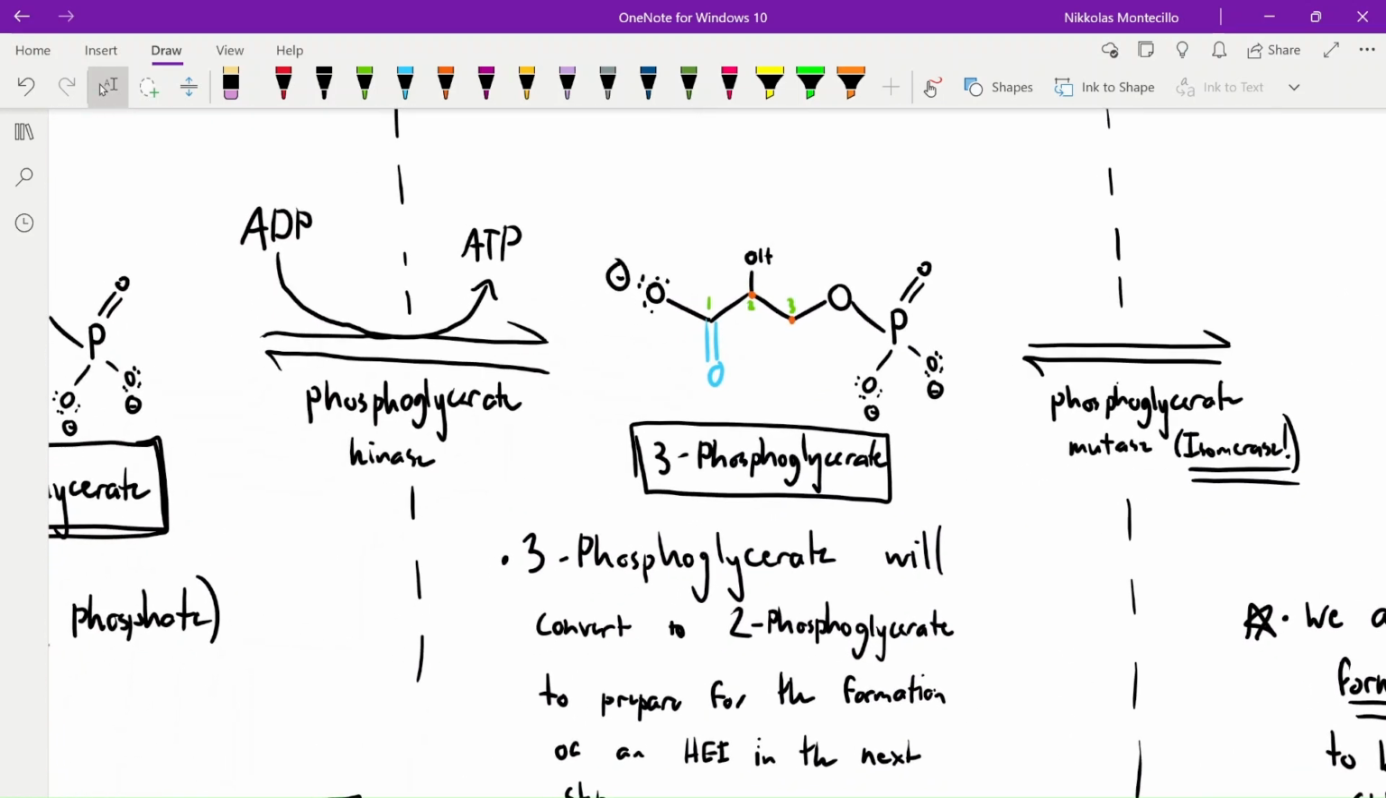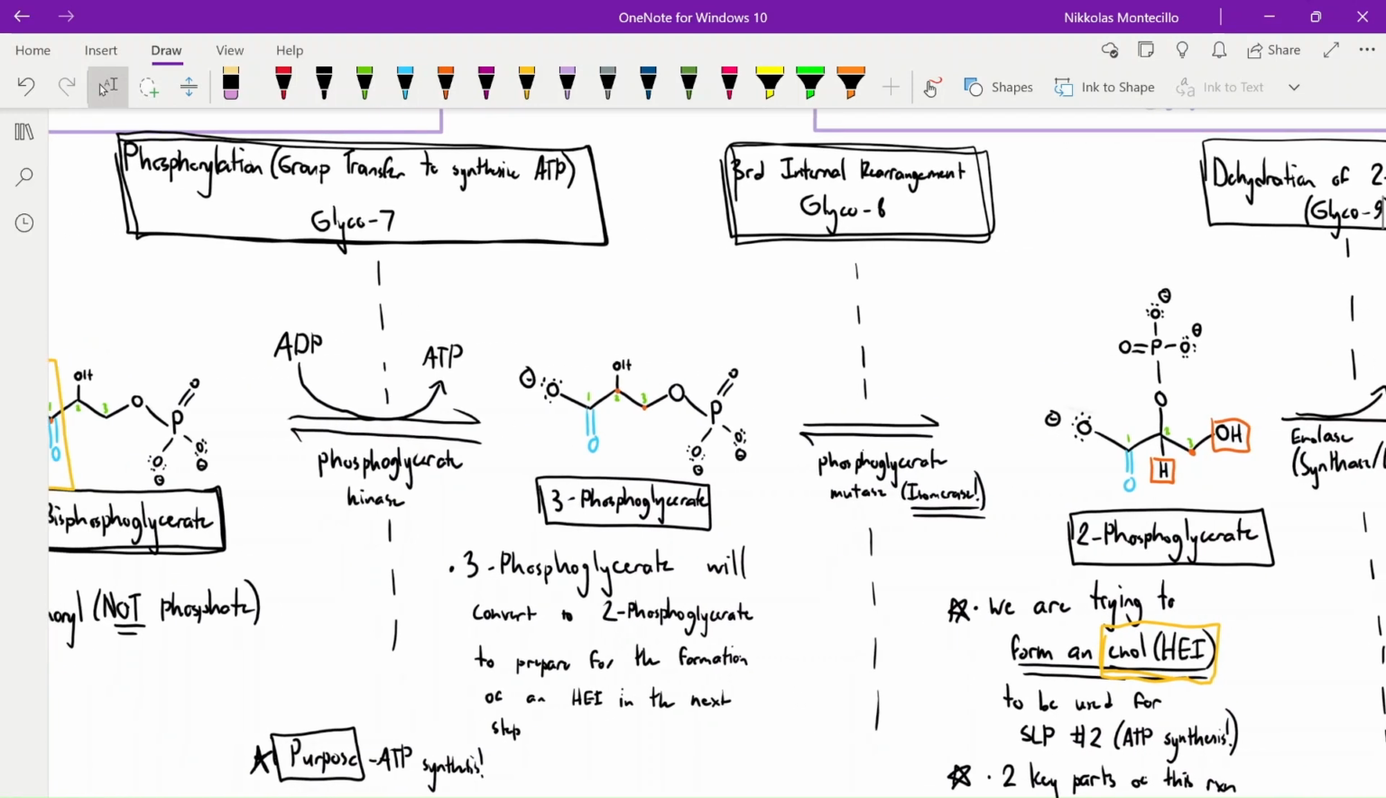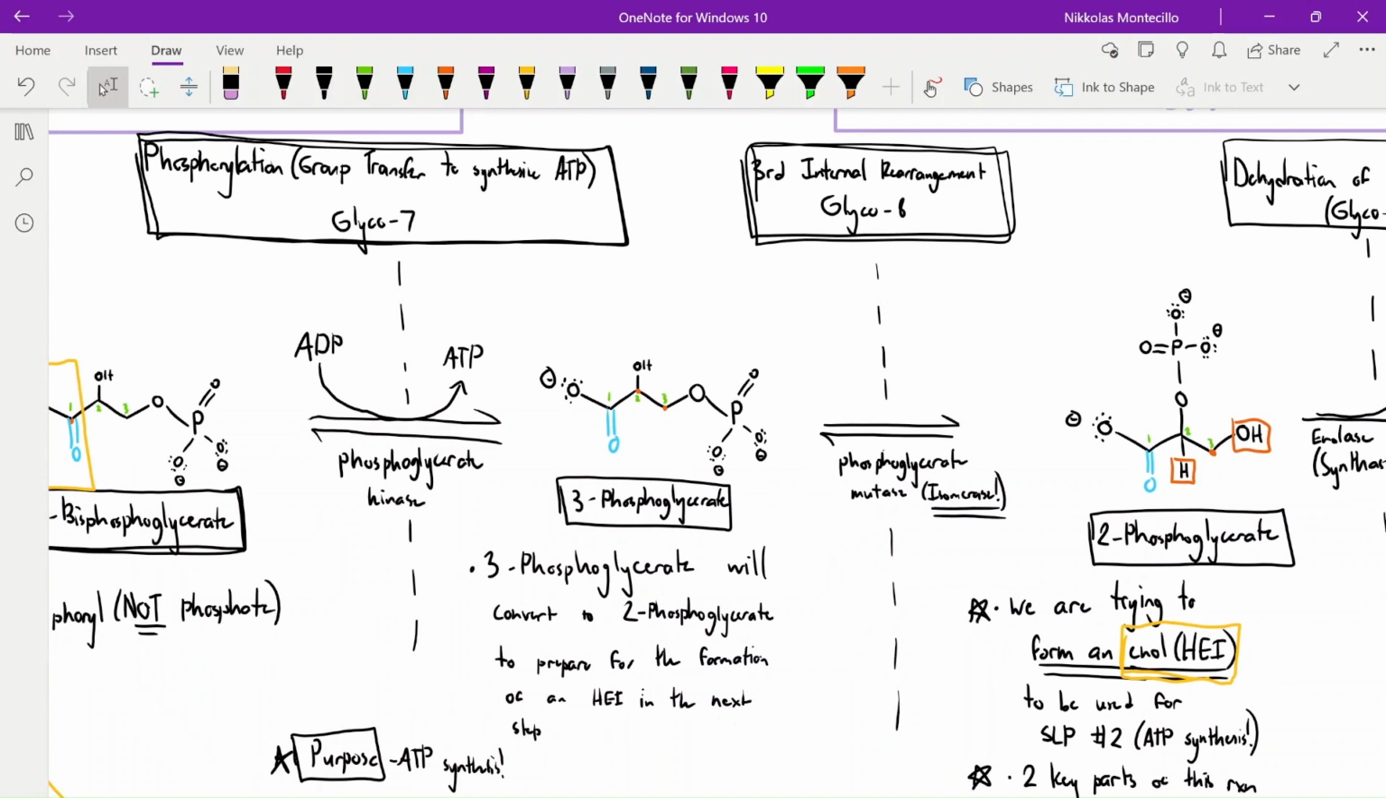Now, 3-phosphoglycerate will convert to 2-phosphoglycerate to prepare for the formation of a high energy intermediate in the next step. So here we have, I believe, the last internal group rearrangement. We see here that there is an isomerase called phosphoglycerate mutase. This isomerase facilitates the conversion of 3-phosphoglycerate to 2-phosphoglycerate, where the phosphate group is the one that gets transferred to carbon 2. They swap places. Okay?